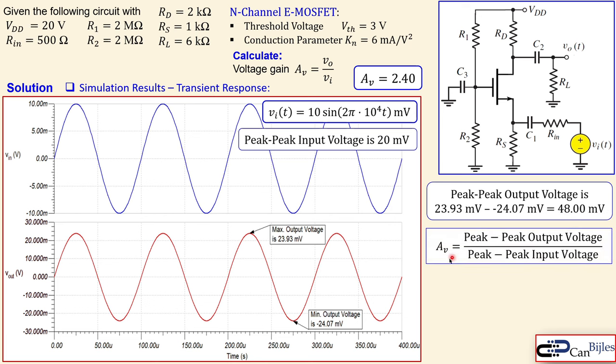So we can say the voltage gain is peak output voltage divided by the peak-to-peak input voltage, and we can say it is 48 millivolts over 20 millivolts, with exactly 2.40. So that is verification of our calculation here. That's a very nice result. So we see that the calculations are indeed verified using this simulation result in the trans response.